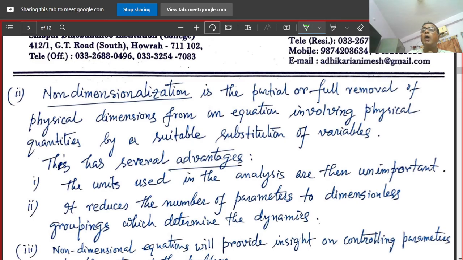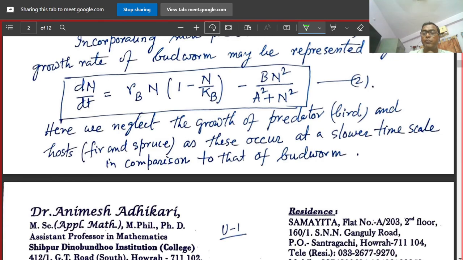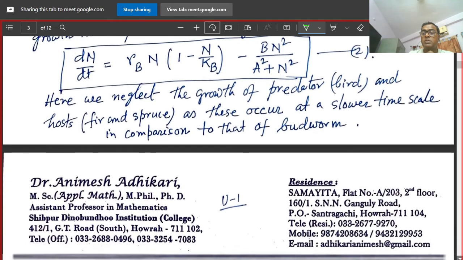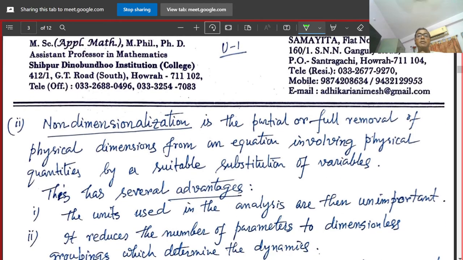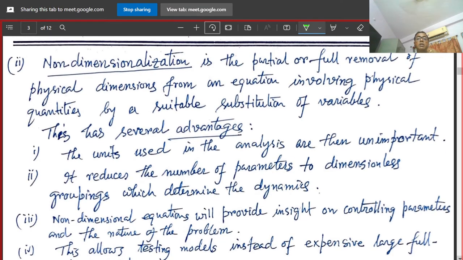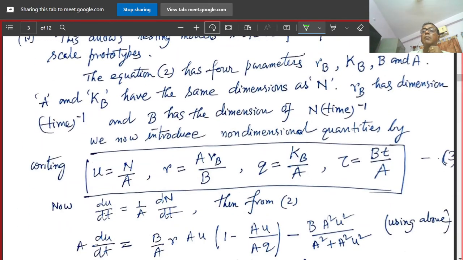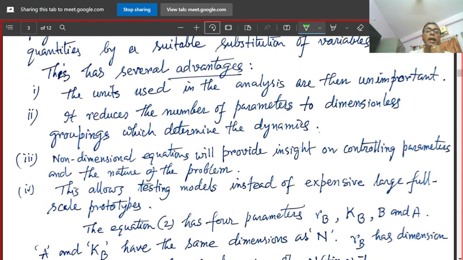Now we first non-dimensionalize equation 2. Non-dimensionalization is the partial or full removal of the physical dimension from an equation involving physical quantities by a suitable substitution of variables. And this has several advantages.